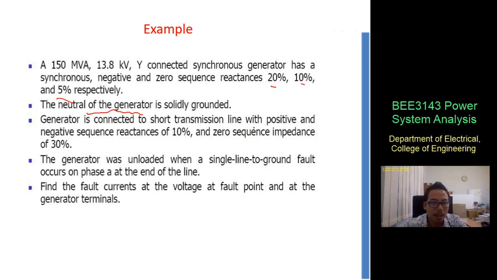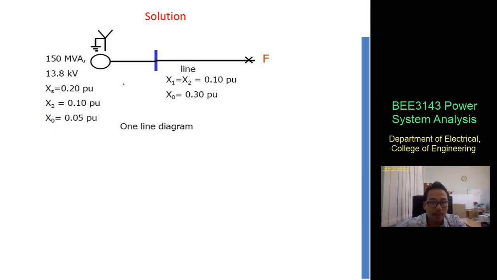The generator was unloaded with a single line to ground fault on one phase at the end of the line. The point is to find the fault current and the voltage at the faulted line at the generator terminals. Okay, so let's look at the diagram of that question.